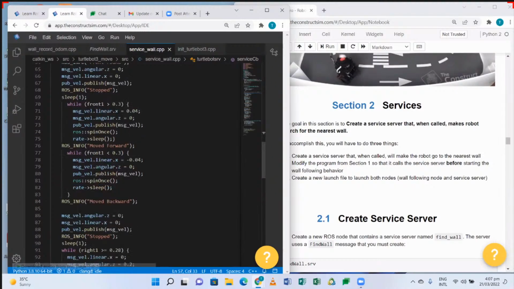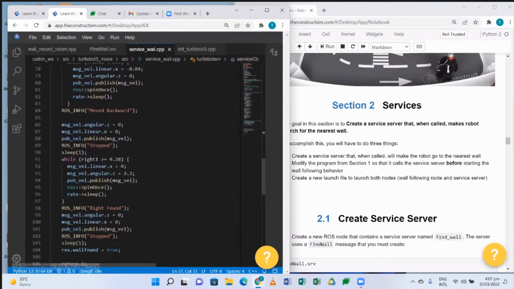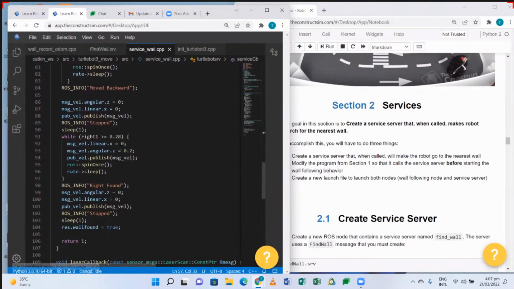Then it would stop, and then if the distance of its front array of the lidar is greater than 0.3, it must approach closer to the wall, otherwise it must move away from the wall. Here is minus 0.04. And that's what we saw earlier, right? That it moved back. Yes. Okay. Then it stopped over here.